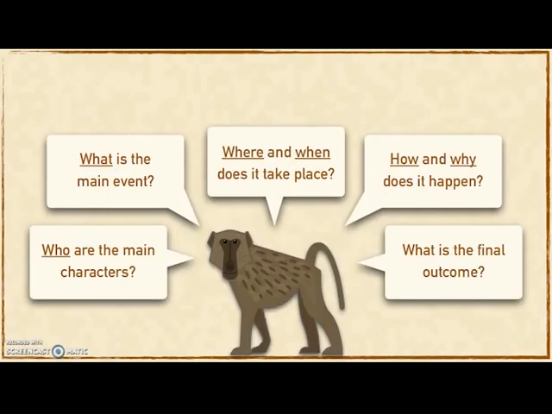So if, for example, we took the very beginning part of this story, the very start of how the elephant got his trunk, we can use these questions to help guide us on what we should include. So at the very beginning, we've got who are the main characters. Well, we've got the elephant child, but we've also got the other animals that live in his family. So the ostrich, the giraffe, the hippopotamus, the baboon. Now, what is the main event? Well, the main event that's happening at this beginning bit is the elephant child keeps asking lots of questions.